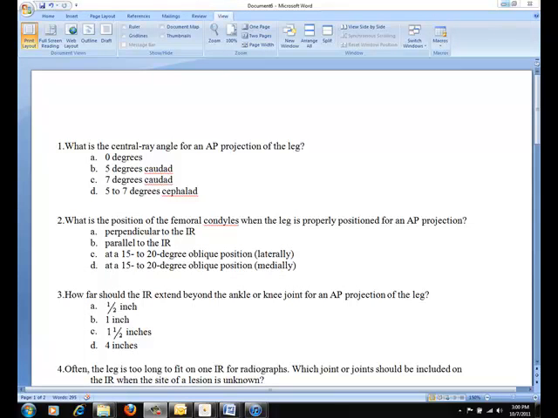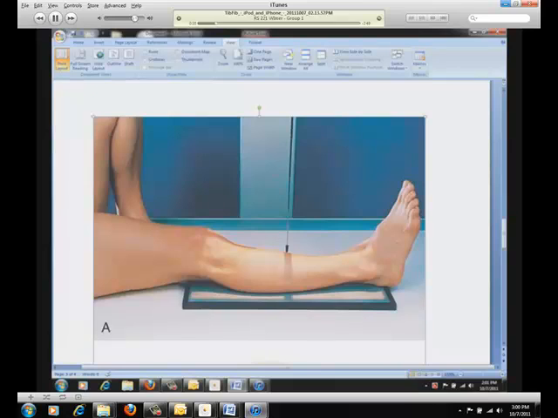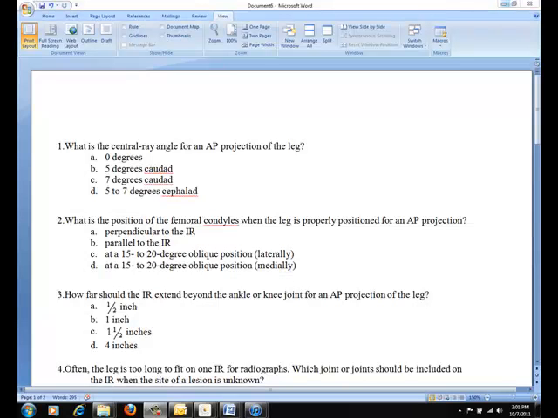Okay, so let's look at question 1. What is the central ray angle for an AP projection of the leg? 0, 5, 7, or 5 to 7 degrees? Let's listen to what I had to say. The central ray should be perpendicular to the center of the leg. Okay, so there you have it. Perpendicular is the same as 0 degrees. So the answer A, 0 degrees, should be the correct answer.